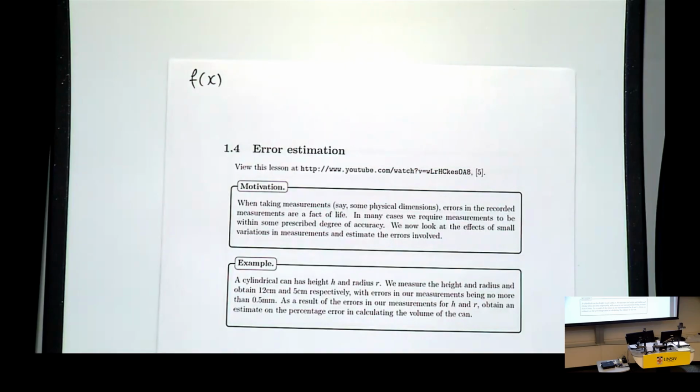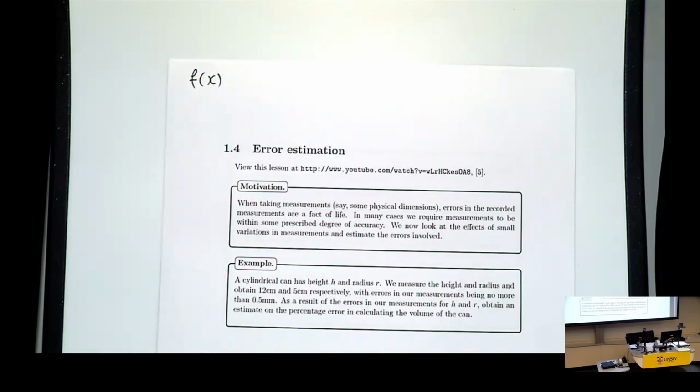So the example I'm going to look at today is the volume of a can. What do you need to get the volume of a can? You need the radius of the base and you need the height, yeah? But what happens if you can't measure those two things very accurately? How bad is it going to be?